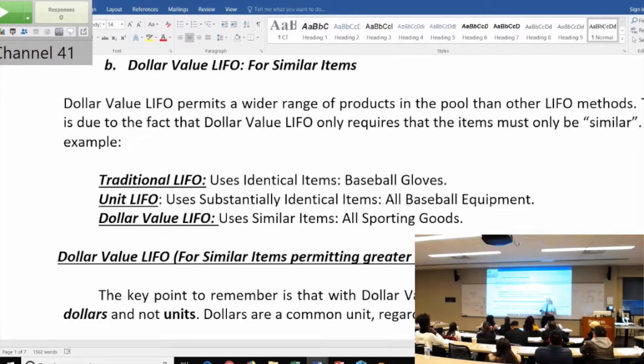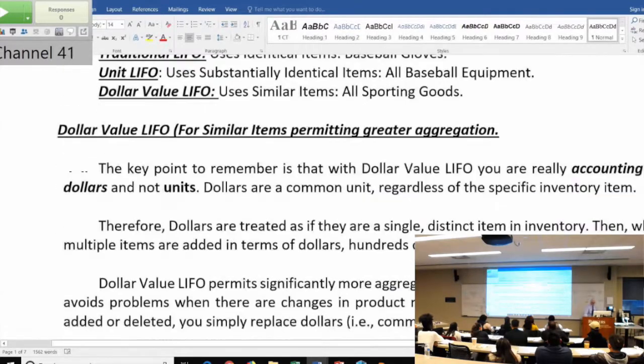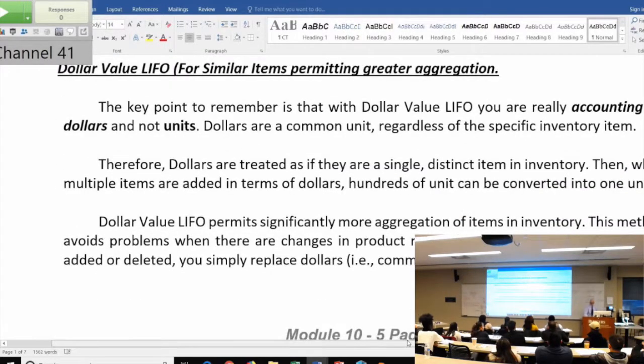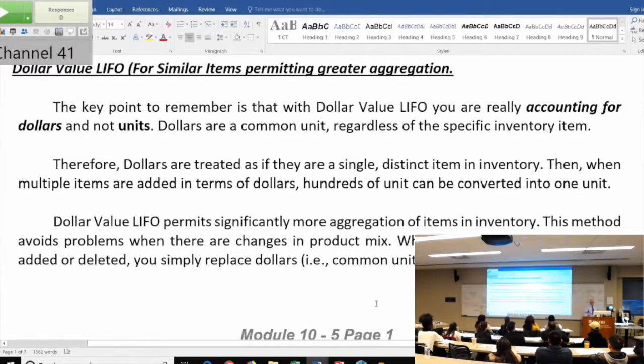Now, how do you do that? You convert everything to common dollars. Dollars are dollars, right? I don't care if it's a baseball bat, a baseball glove, uniforms, whatever they are. We're not differentiating between units, we're differentiating between dollars. And this is where it becomes a little difficult to envision, and I'm going to give you an example, but the good thing about dollar value LIFO is that dollars don't change.